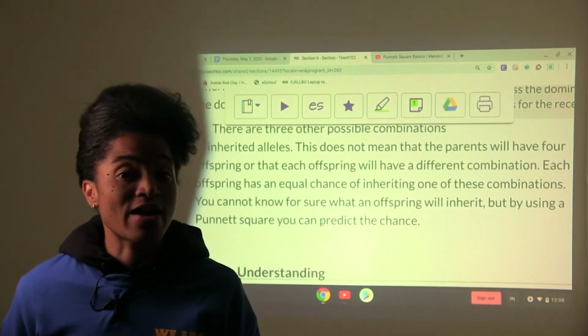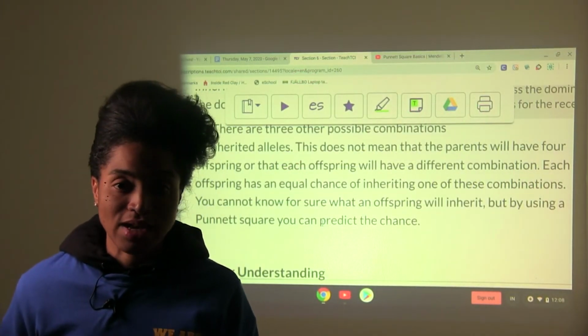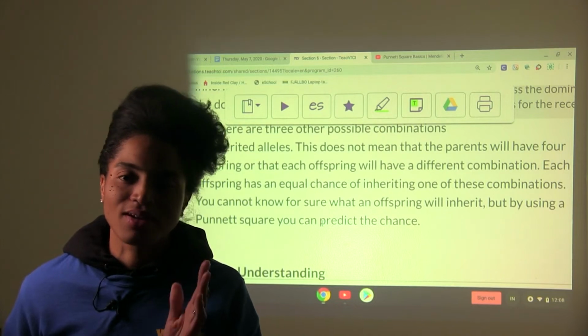All right, now that we have our Punnett square basics down, let's check for understanding.